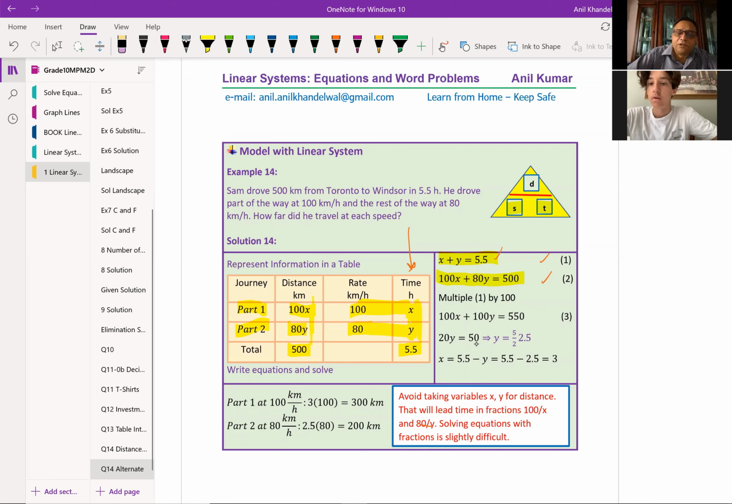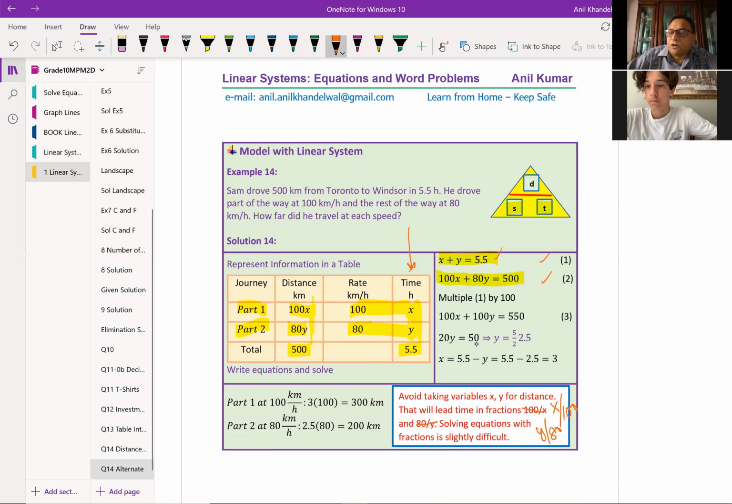This was correct, I just cut the pages. Because if I say that, now see, that will lead time in fractions. So time is distance over speed, right? So the time will be x over 100, and that'll be y over 80. Is it clear? So solving equations with fractions is very difficult.